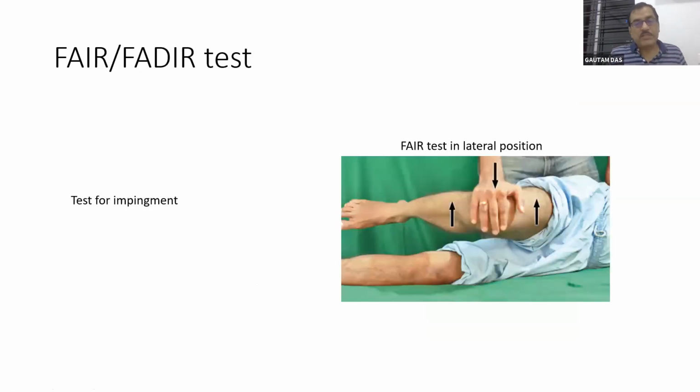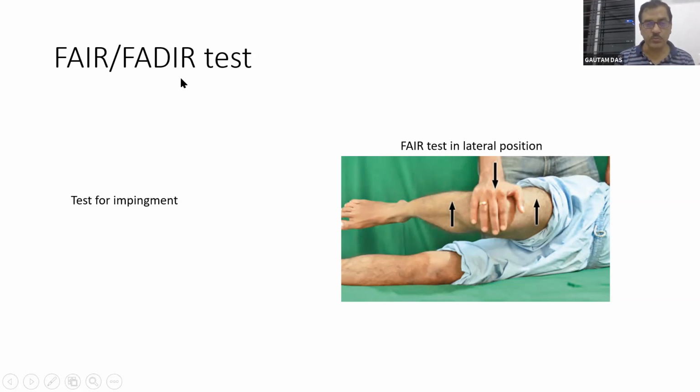Then comes your FAIR test. The FAIR test can be done in different ways, in the lateral decubitus or the supine position. So what is FAIR? FAIR means flexion, adduction and internal rotation. This is called the FAIR or FADIR test. Flexion, AD means adduction, and internal rotation. So the FAIR or FADIR tests are the same.